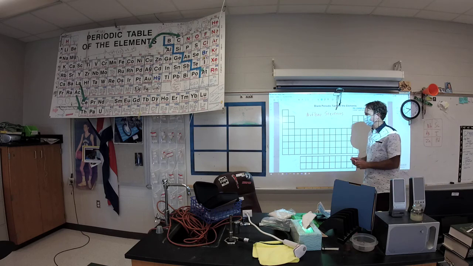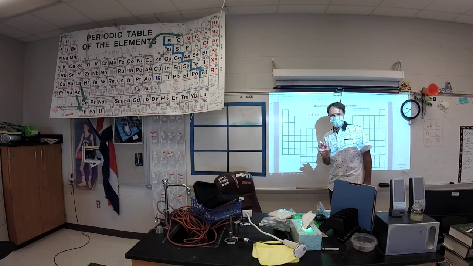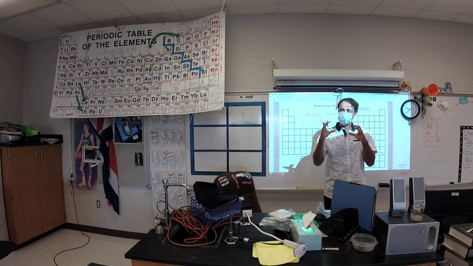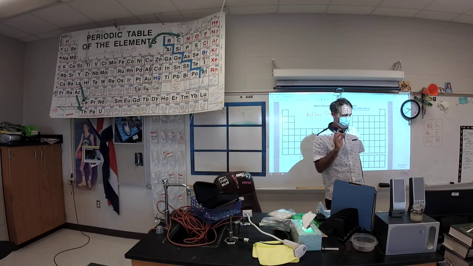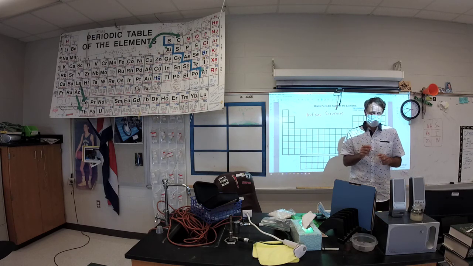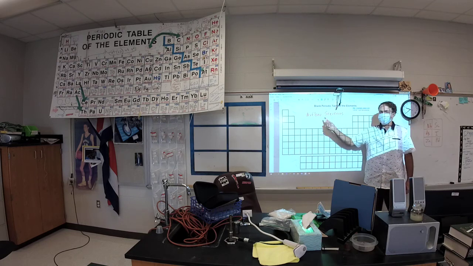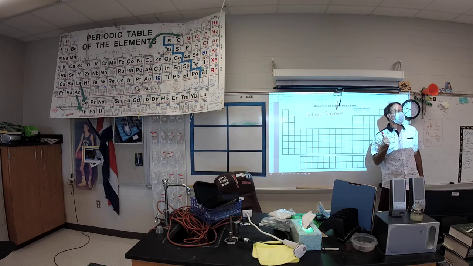An Aufbau sequence takes into account not just the energy level of electrons, but also the type of orbital that the electrons are falling into. However, looking at the periodic table makes Aufbau sequences very, very easy to write.